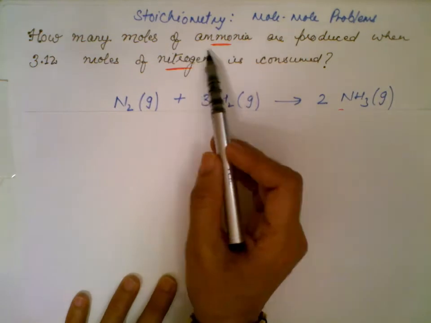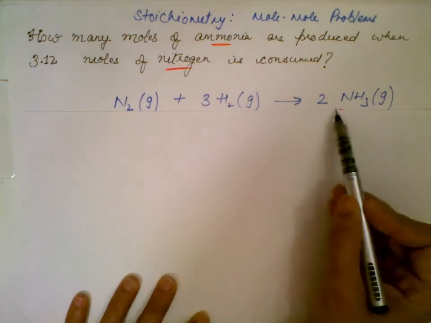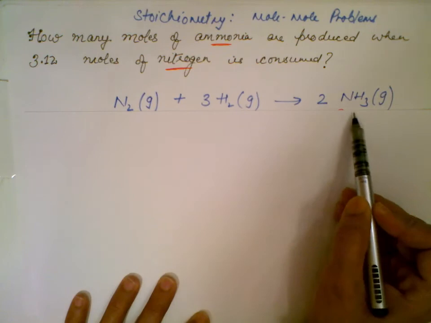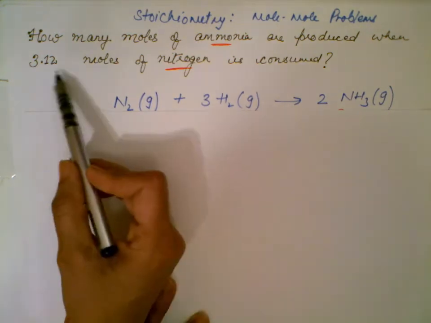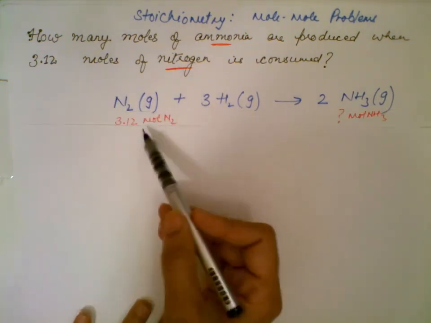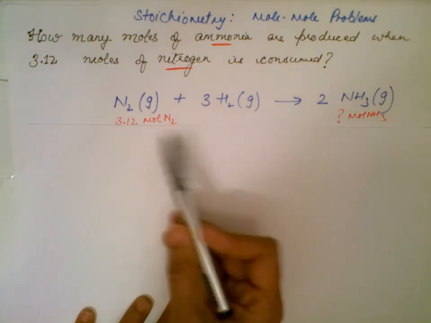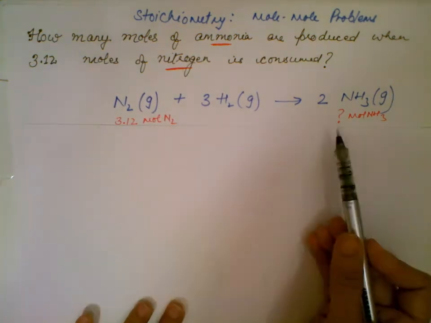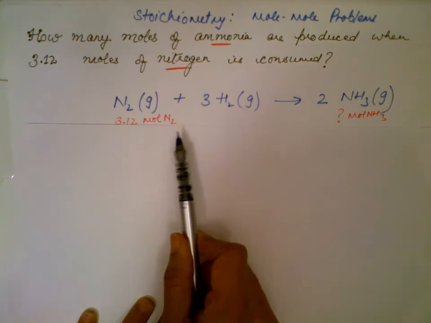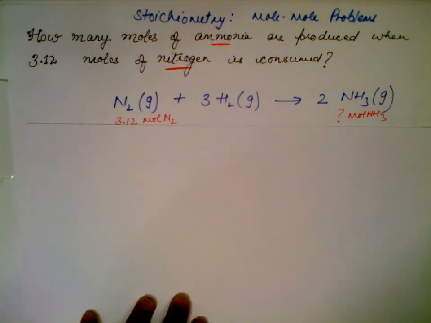It is saying you have to find the moles of ammonia. So this is something you have to find, that's your question mark here. And what is given is 3.12 moles of nitrogen. You write it here. That's how I want you to solve these problems. So first thing is balanced equation, and then write down what is your known and what is your unknown.